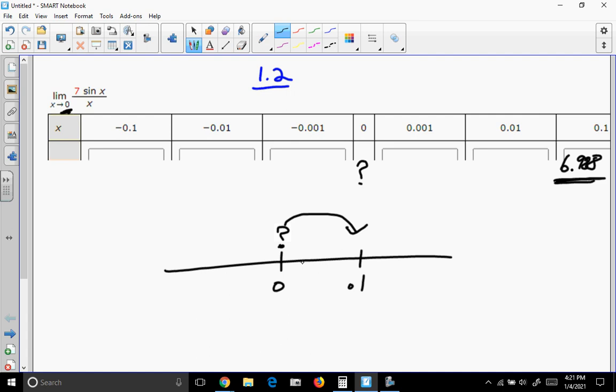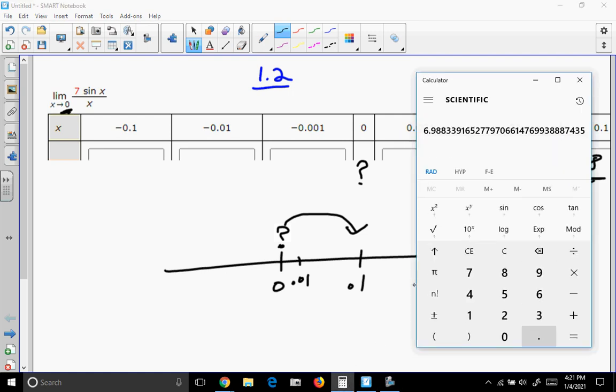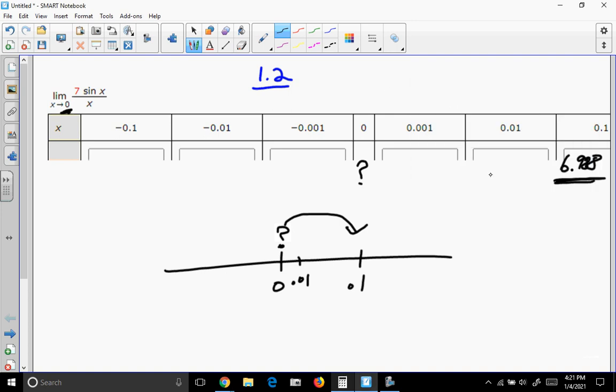Well, let's get a little bit closer. Instead of being a tenth to the right, let's be a hundredth to the right. So if we put in 0.01, we could do 7 times sine of 0.01 divided by 0.01. And let's go to 4 decimals here. This would be 6.9999.